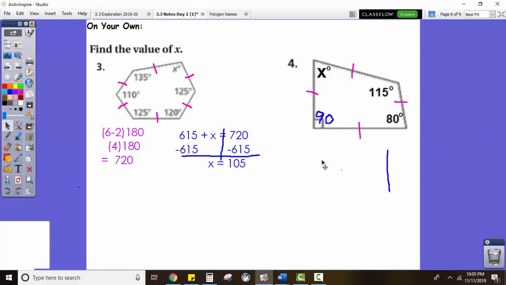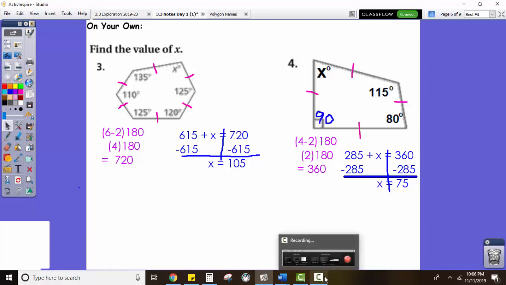For number 4 then, I counted the sides. You can see there's 4 sides. Take away 2. Multiply by 180, that was 360. Most of you probably knew that off the top of your head. When I added up 80, 115, and don't forget the 90, you end up with 285. So 285 plus x equals 360. Take away 285 on both sides. You have x equals 75.